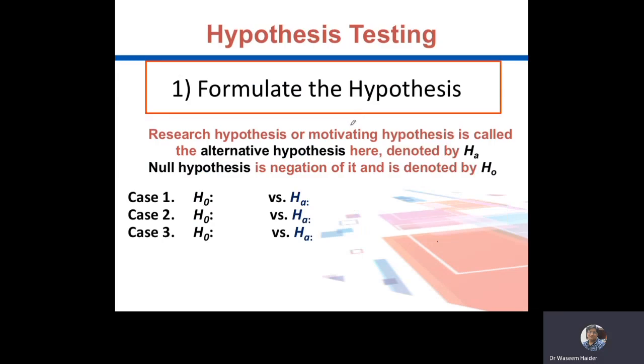Hypothesis testing can be divided into these 7 steps. Number one is we formulate the hypothesis. Research hypothesis or motivating hypothesis is called the alternative hypothesis here. It is denoted by HA, and null hypothesis is the negation of it, and it is denoted by H0.